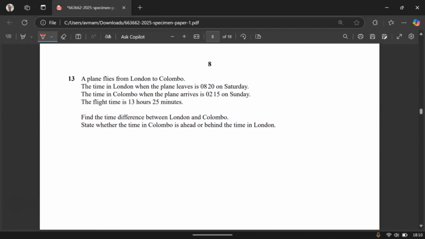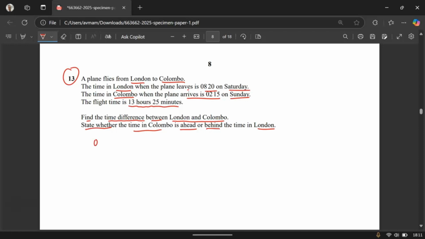Question number 13. A plane flies from London to Colombo. The time in London when the plane leaves is 08:20 on Saturday. The time in Colombo when the plane arrives is 02:15 on Sunday. The flight time is 13 hours and 25 minutes. Find the time difference between London and Colombo, and also state whether the time in Colombo is ahead or behind the time in London. So let's first find the time difference.